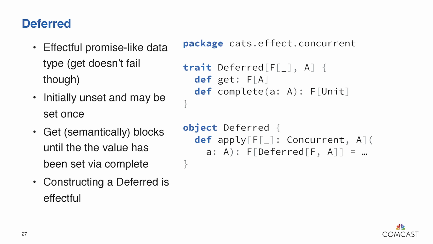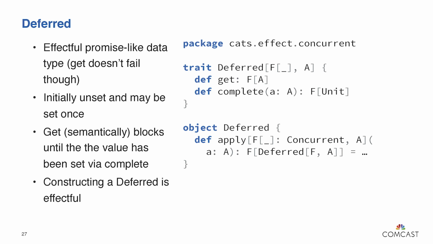OK, one other main data type. We have this deferred thing. So deferred used to be called promise. It's very similar, in fact, to promise. We renamed it because we didn't want to confuse folks, because there's a little bit of a difference between a deferred value and a promise. Deferreds have two operations, get and complete. So again, it's polymorphic in F and A. If we call get, we get back a program that returns us an A.